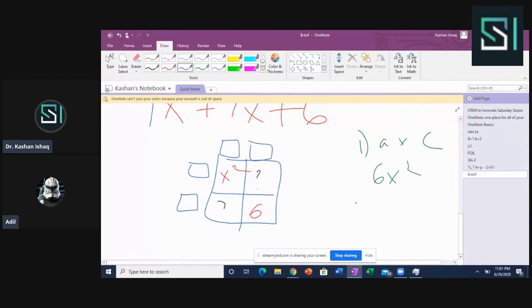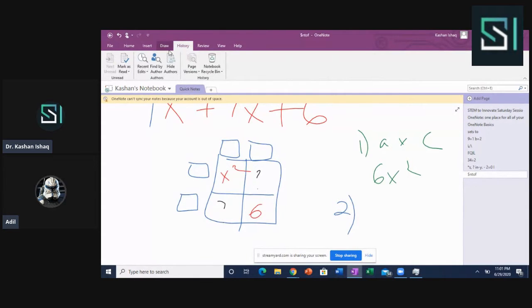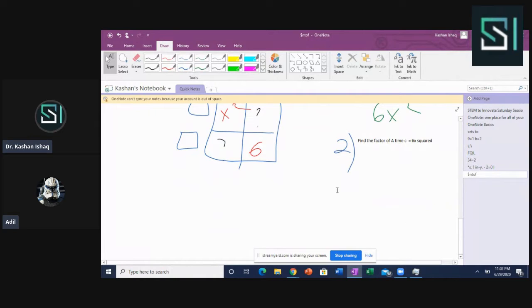So the second step is to find the factor of 6x squared. Yes. Okay, so I'll just write it down. Find the factor of A times C. In this case, it would be 6x squared. That's the second step. So find all the factors of 6x squared.